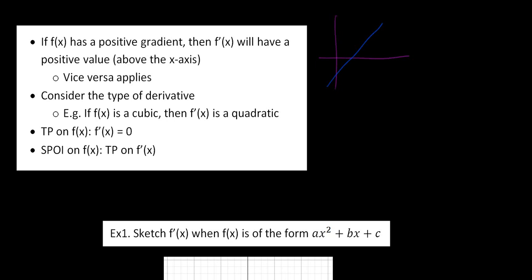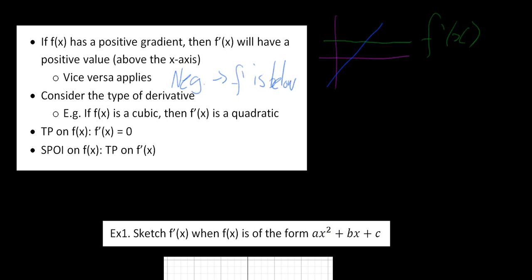So if you were to draw f dash of x, just use a different color. So we have f dash as green. Then it's going to be on top of the x-axis the whole way through. And consequently, the opposite happens when you have a negative gradient. If you have a negative gradient, then you're going to have it below the x-axis. This implies that negative means that f dash is below.